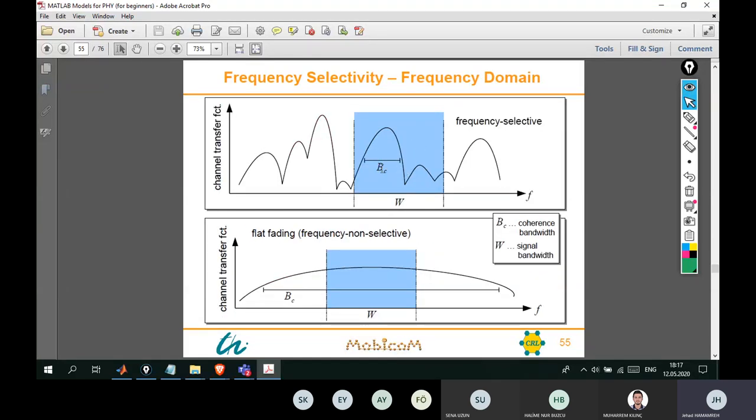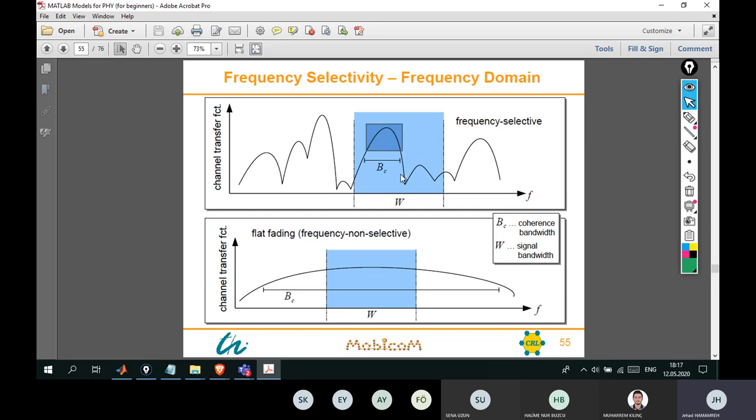When you go to the frequency domain, you notice the coherence bandwidth. Coherence bandwidth is a parameter we use to characterize the frequency selectivity of the channel. The coherence bandwidth of the channel is the bandwidth over which the channel is not changing significantly. So this is the coherence bandwidth. The channel within this is not changing too much.